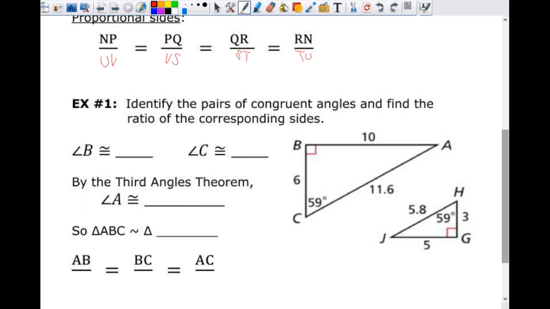Identify the pairs of congruent angles and find the ratio of corresponding sides. We'll start with identifying the angles. Hey, Jonathan, why don't you move up here? Okay. B corresponds with what? G. How do you guys know that? Because they're both right angles. C corresponds with what? H. How do you know? Same measure. Both are 59.